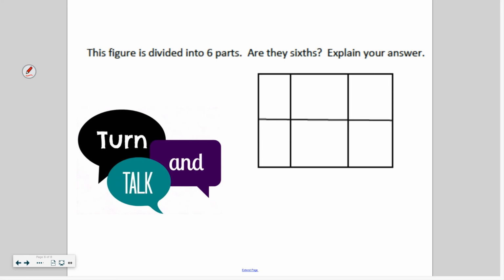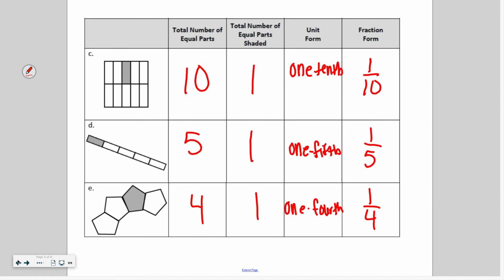Okay? That's the end of our lesson. So in today's problem set, you'll have a chart like this that you're going to be filling out to identify the unit fraction, both in unit form and fraction form.